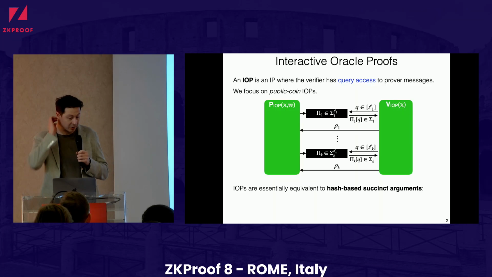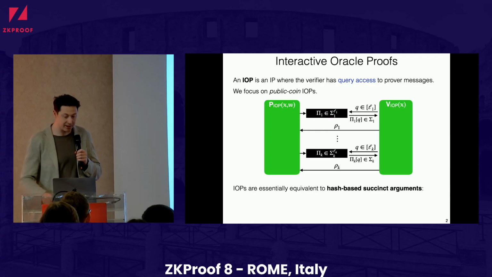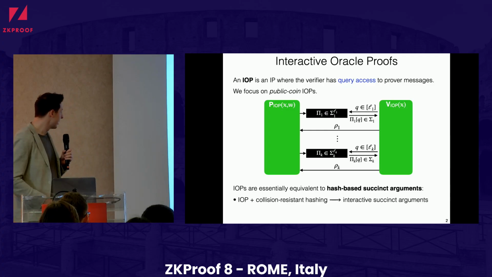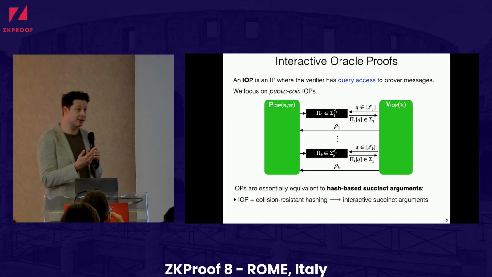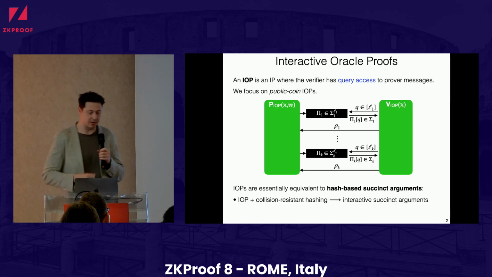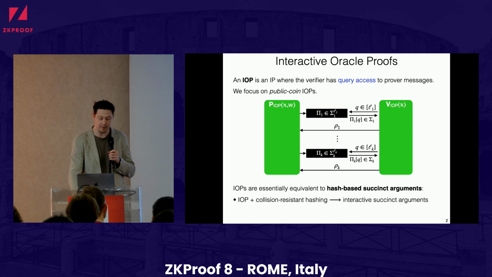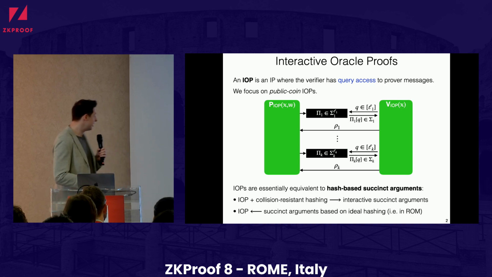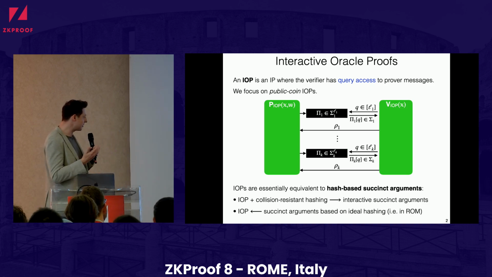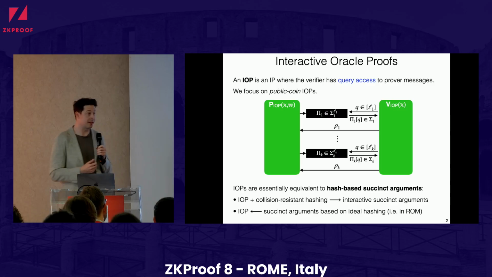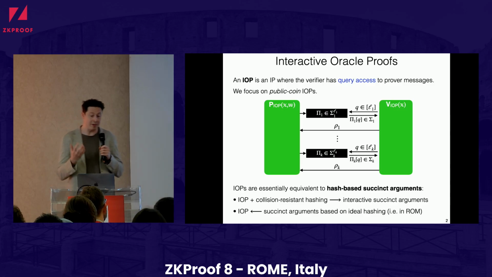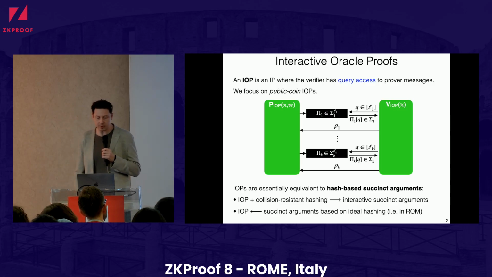Why do we care about IOPs? They're essentially equivalent to hash-based succinct arguments. If you give me an IOP and even fairly weak hash functions, such as a collision-resistant one, I can construct for you an interactive succinct argument. And conversely, if you give me a succinct argument based on ideal hashing, then I can pull out from that an IOP. Okay, somehow it's a very fundamental object of study, right?